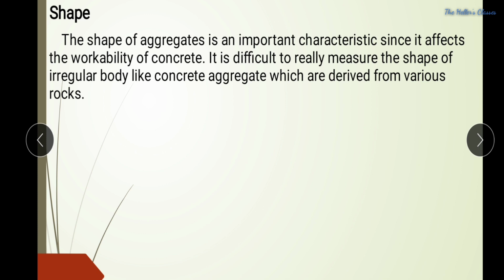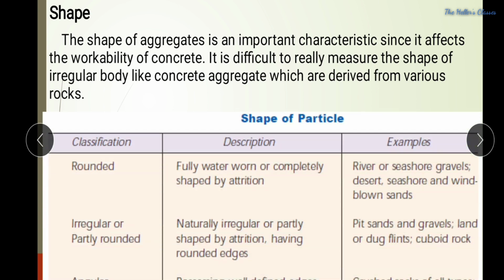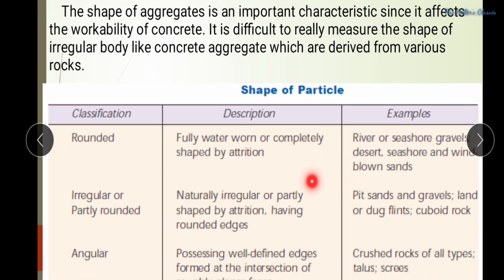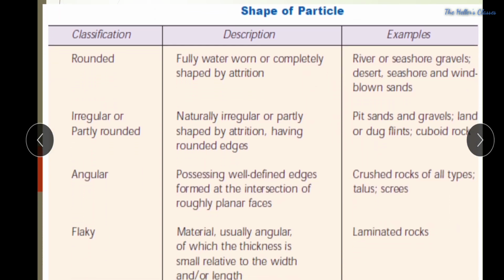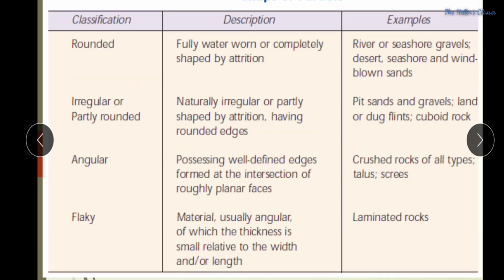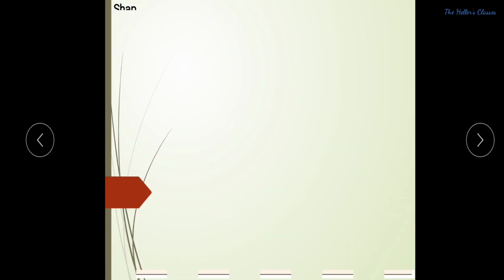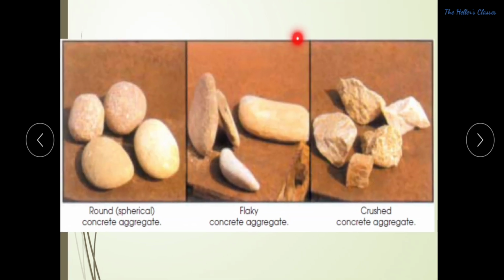Next one is shape. The shape of the aggregates is also one of the important characteristics which may differ for the workability property. Based upon the shape also the workability will differ. Here in tabular form, in general we have rounded, irregular, or platy, round, angular and flaky, and descriptions are given for each classification, and some examples are also displayed here and where they are available from.